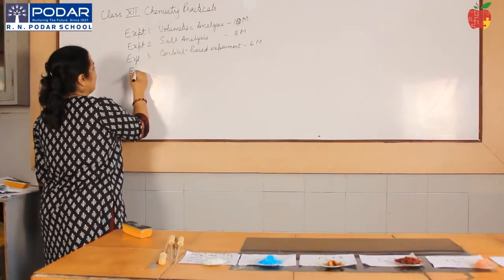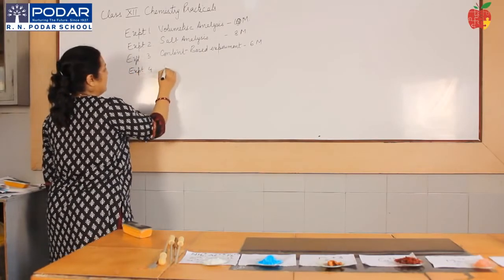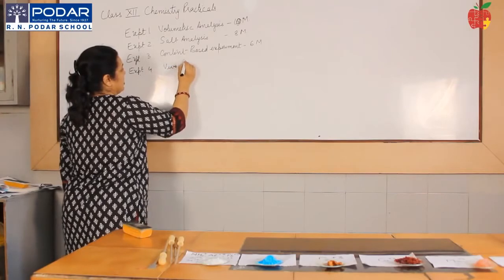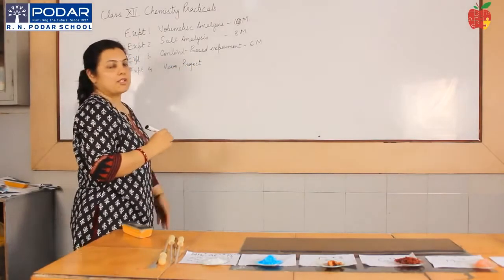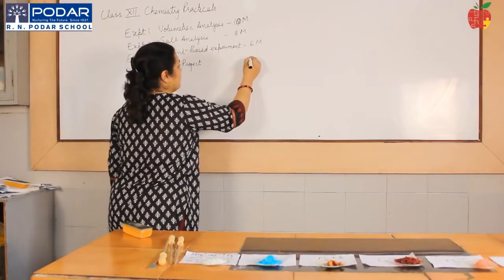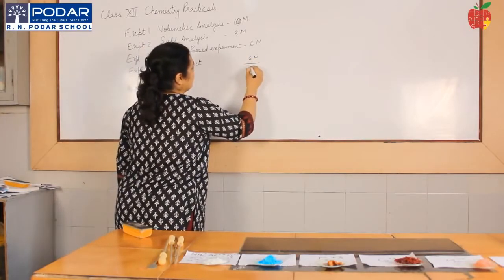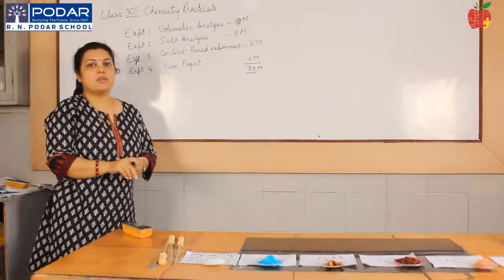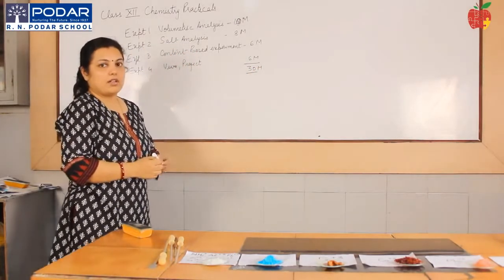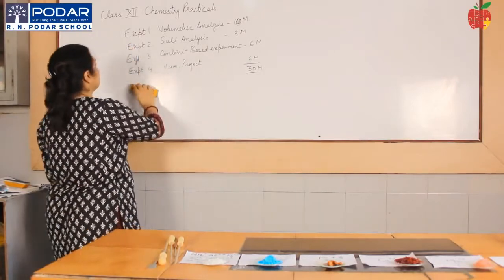Your experiment 4, which is nothing but your project and Viva based on your project. This put together is your 6 marks. So total is your 30 marks. Today we'll be discussing about salt analysis, which is your experiment number 2.